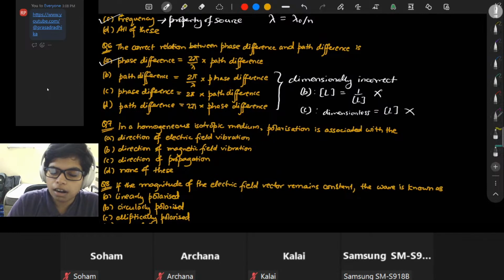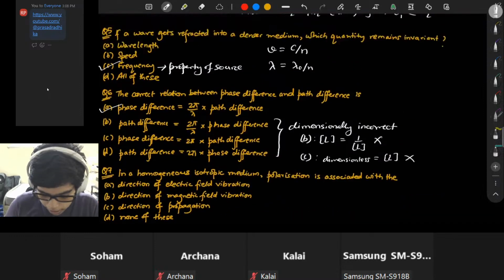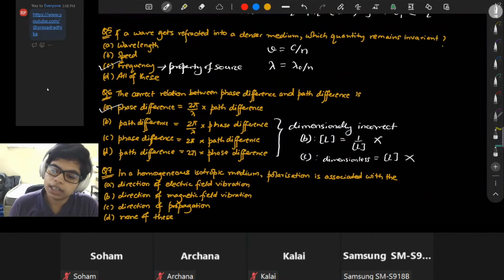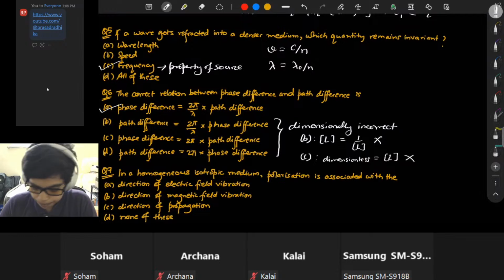So whenever you have an MCQ question and you do not really know exactly what the correct answer is, you can try and use dimensional analysis to rule out the incorrect options. So here in this question, even if you did not know what the correct answer was, you could still find out the correct answer by this simple dimensional analysis.